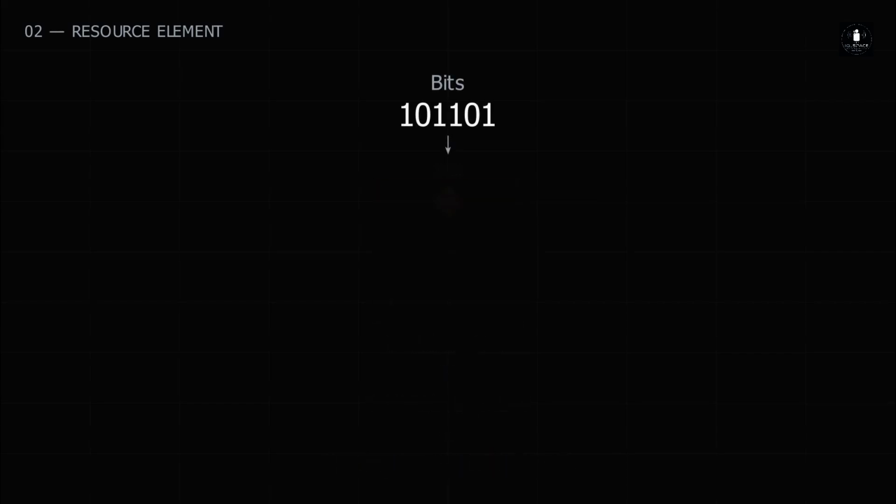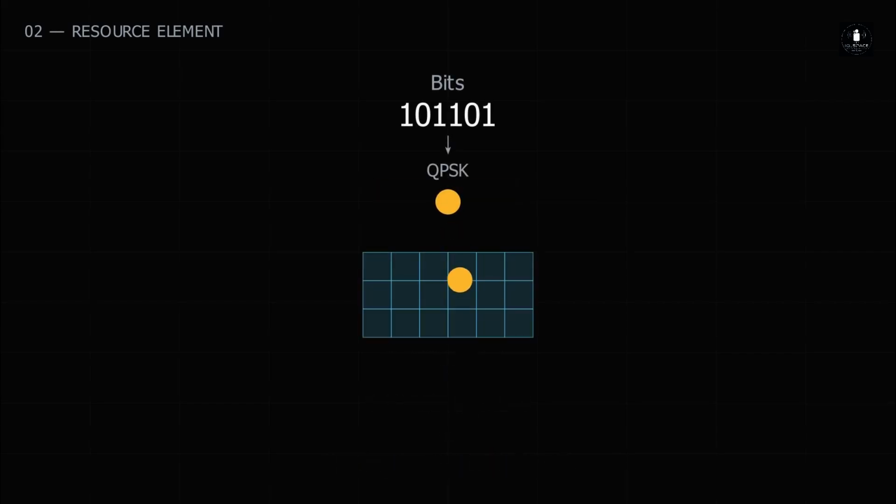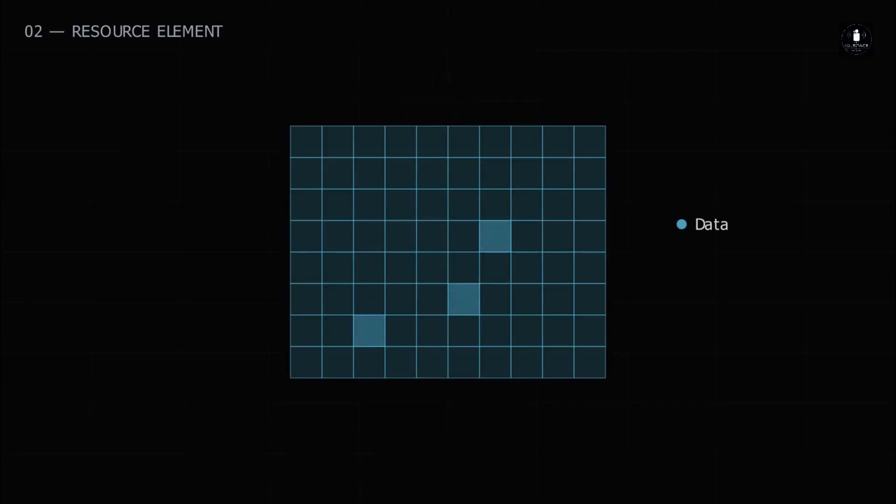After modulation, every symbol is mapped into one resource element. Some resource elements carry user data, some carry reference signals, and some carry control information.